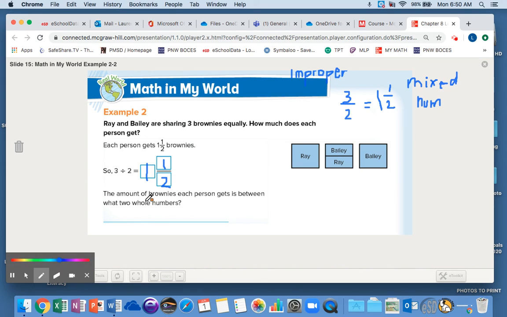Okay, so the amount of brownies each person gets is between what two whole numbers? So now it's different. What whole number is here? Good. Right? Number 1. And it's between 2 because it didn't go over 2 brownies each. They got 1.5 each.